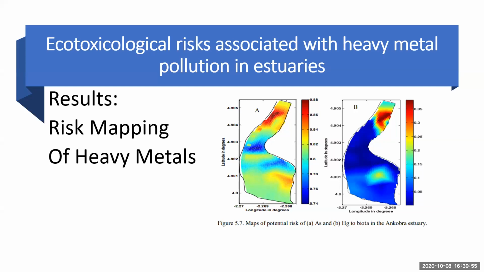And also, when you look at mercury, you'll see that the levels of mercury were really low within the estuary, but they were higher as you move to the head of the estuary. Again, this gives us an idea of the source of the metal within the estuary. It tells us that mostly the metals are coming from the upstream region, which most likely is from the gold mining activities.